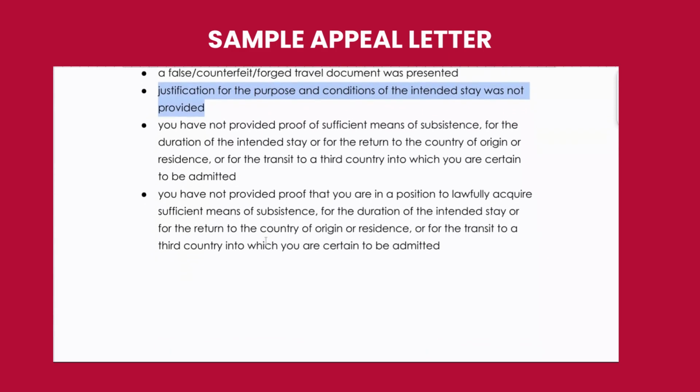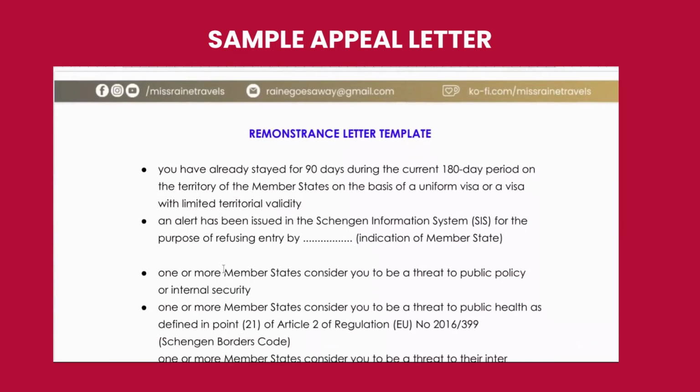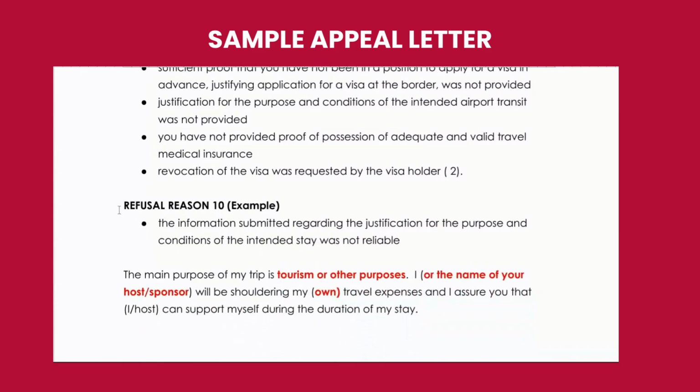Next, on the next paragraph, you have to identify the refusal reason. For example, refusal reason number 10, if it's number 10 in that particular paper that you have received. The information submitted regarding the justification for the purpose and conditions of the intended stay was not reliable. So, this is how you will refute the refusal letter. This is how you will appeal.